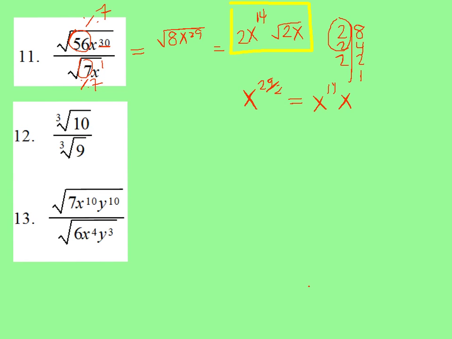Number 12. They're both the cubed root, so that's good because you need the same index when you're dividing. Then we have 10 over 9. Now we can't reduce that at all, and we can't simplify either of them because this is the cubed root of 9, not the square root.